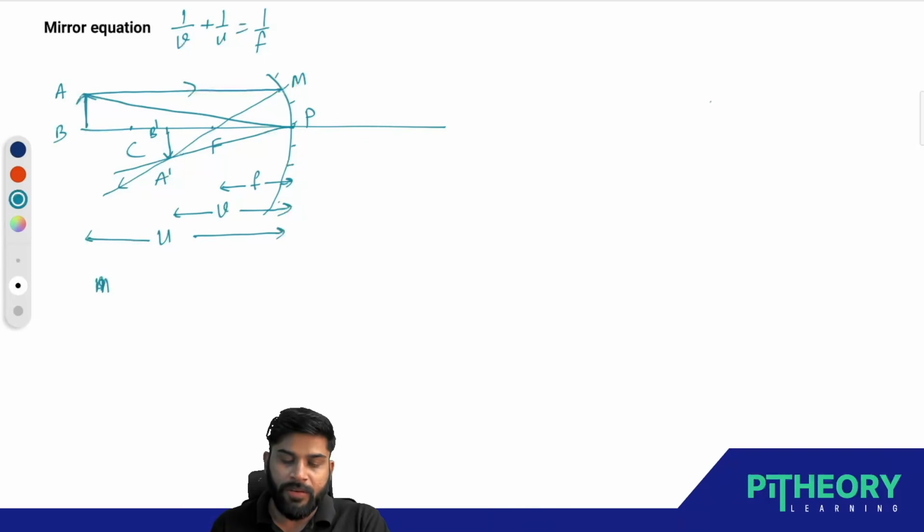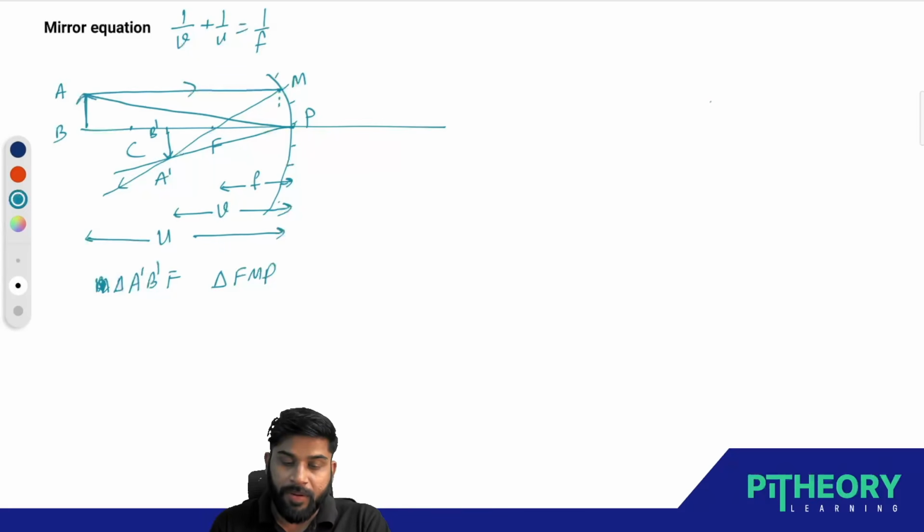So what we do here, we have to consider the similarity between two sets of triangles. The first set of triangles that I'm going to take is triangle A dash B dash F and triangle FMP. Okay, FMP.